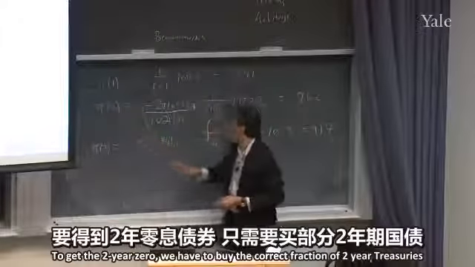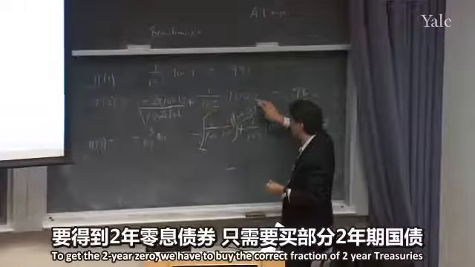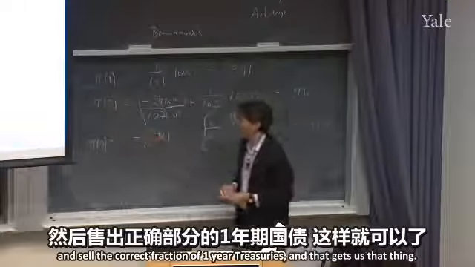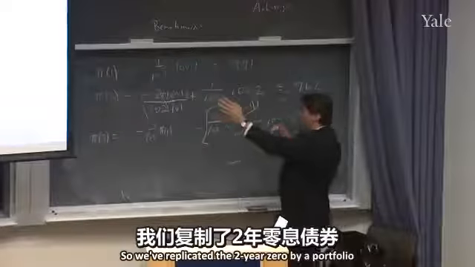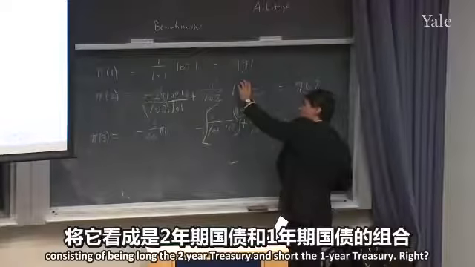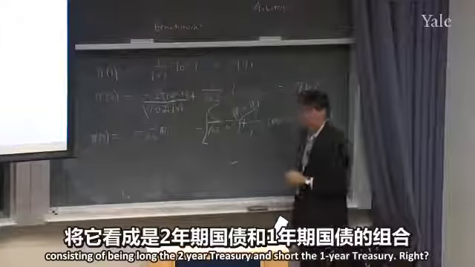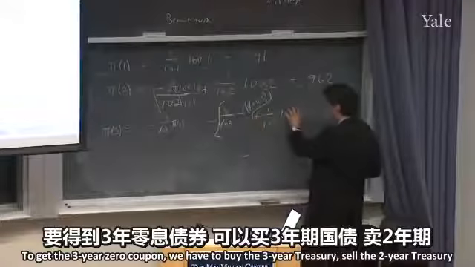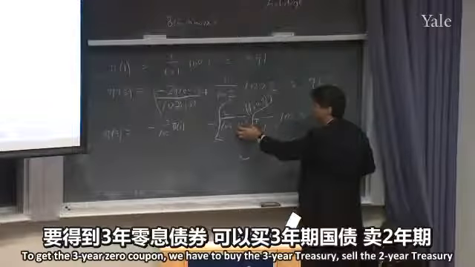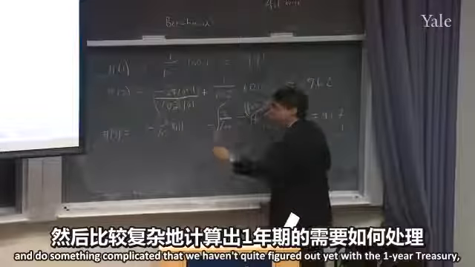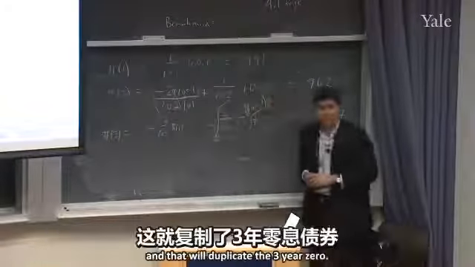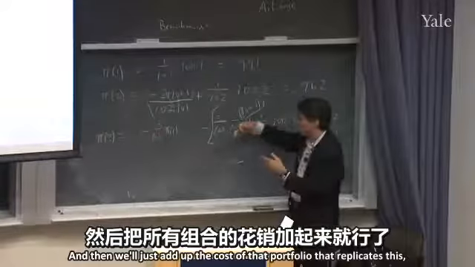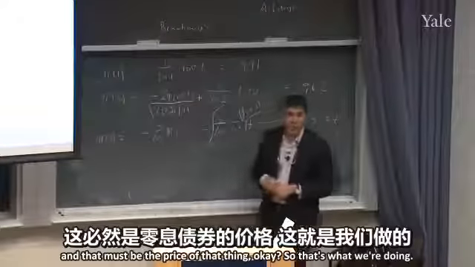To get the 2-year zero, we have to buy the correct fraction of 2-year treasuries and sell the correct fraction of 1-year treasuries. And that gets us that thing. So we've replicated the 2-year zero by a portfolio consisting of being long the 2-year treasury and short the 1-year treasury. Right? To get the 3-year zero coupon, we have to buy the 3-year treasury, sell the 2-year treasury, and do something complicated that we haven't quite figured out yet with the 1-year treasury. And that will duplicate the 3-year zero. And then we'll just add up the cost of that portfolio that replicates this, and that must be the price of that thing. Okay, so that's what we're doing.